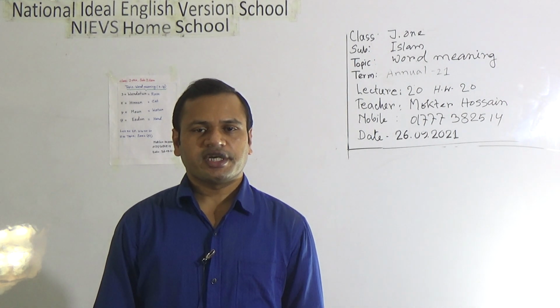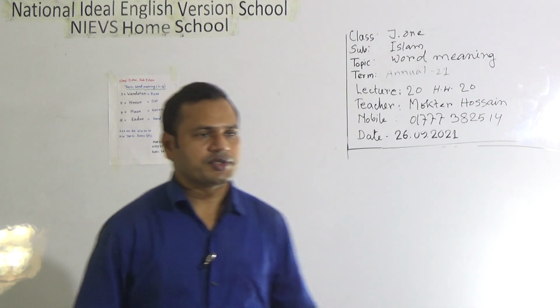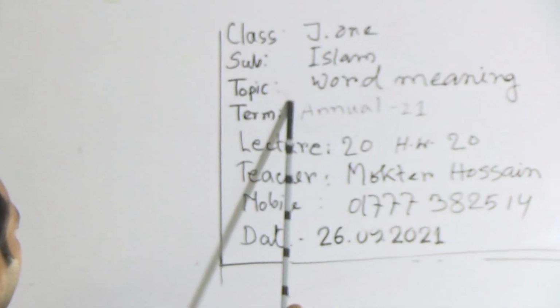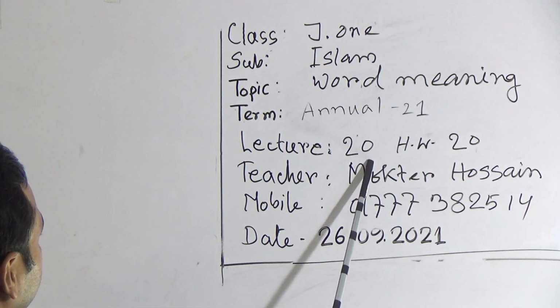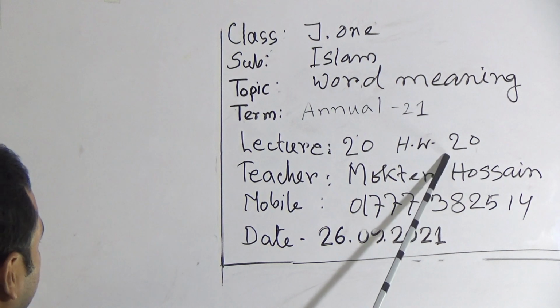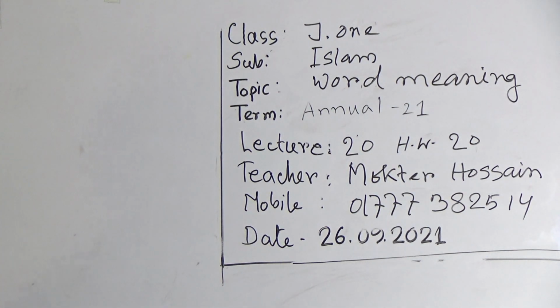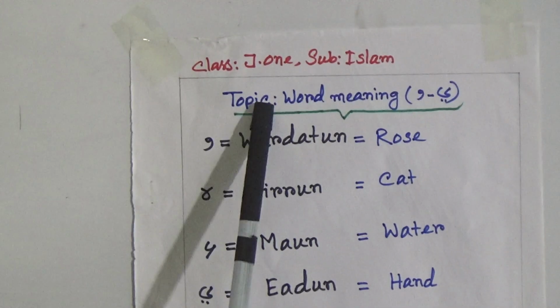Today, I am going to take an Islamic Studies class for the students of class Junior 1. And our today's topic is word meaning. Dear students, let's see the board. Topic, word meaning, term annual 21, lecture number 20, schedule number also will be 20, and today's date. So dear students, let's start our today's topic.